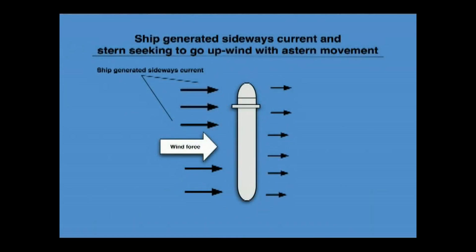Some real-life observations and how they meet theory. The ship-generated sideways current has a lot to do with the stern-seeking-to-go-upwind ability of a ship going astern. The ship adrift is pushed sideways in a beam wind. Its motion creates a ship-generated sideways current.